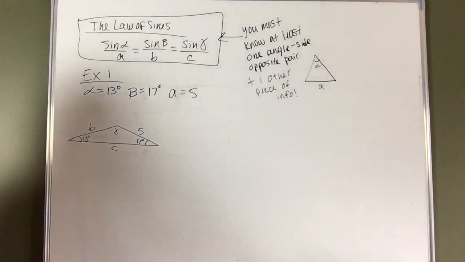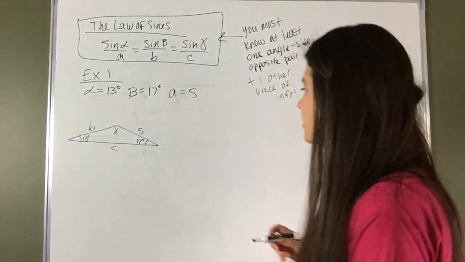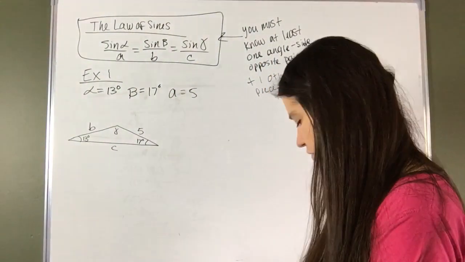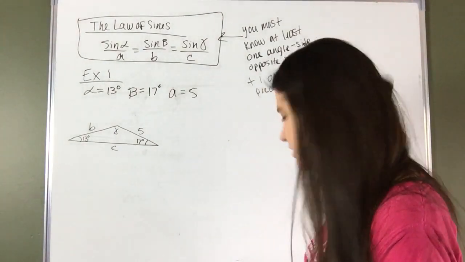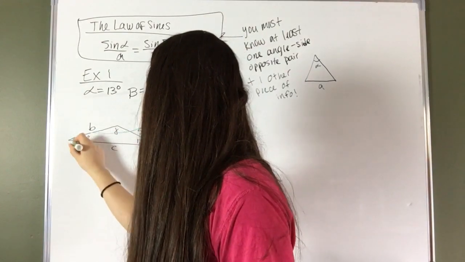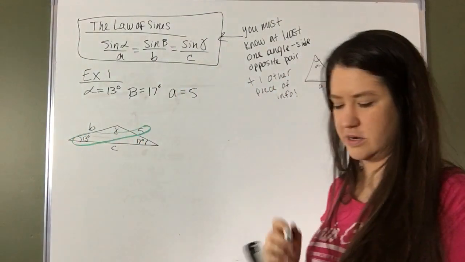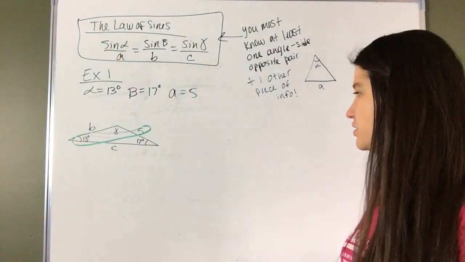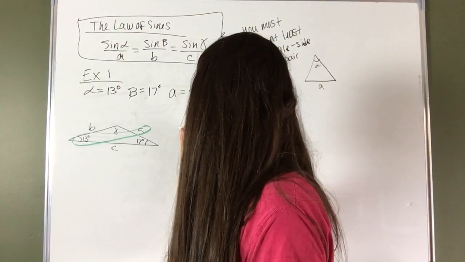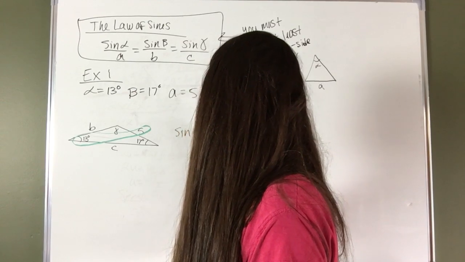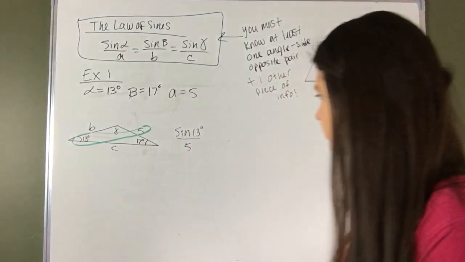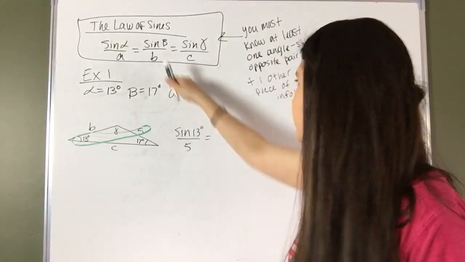All right, so now we're going to use the law of sines. What you want to do is identify the angle-side opposite pair that you have. So let me bust out a different color here. There's our angle-side opposite pair right there. And what we can do is write this out. We'll have sine of 13 degrees divided by 5. Right, that's sine alpha divided by A. And then it's going to equal, and we could use either of these.